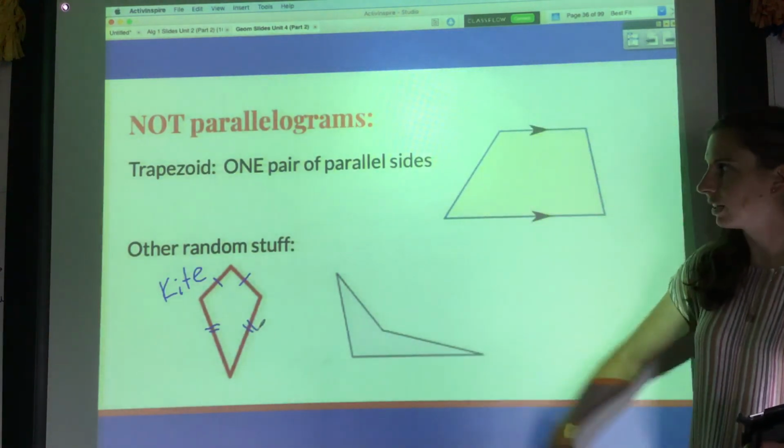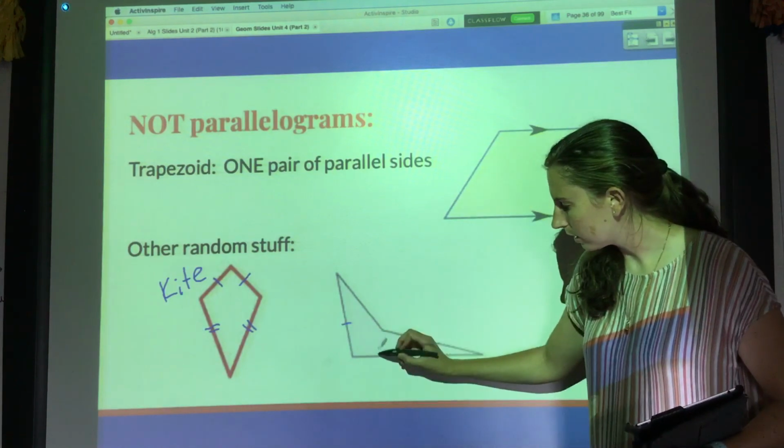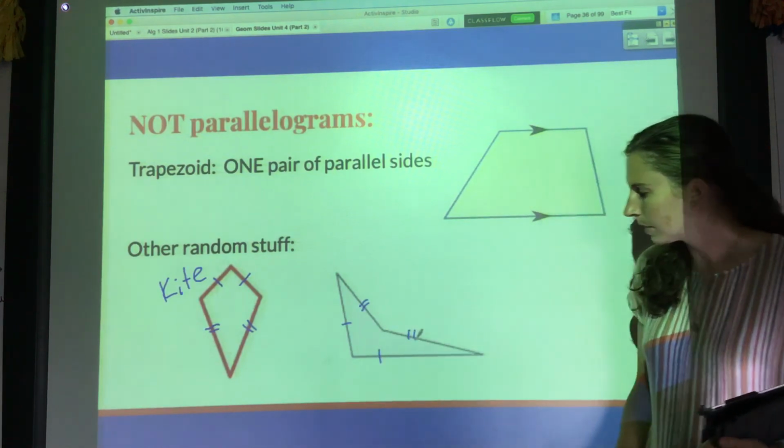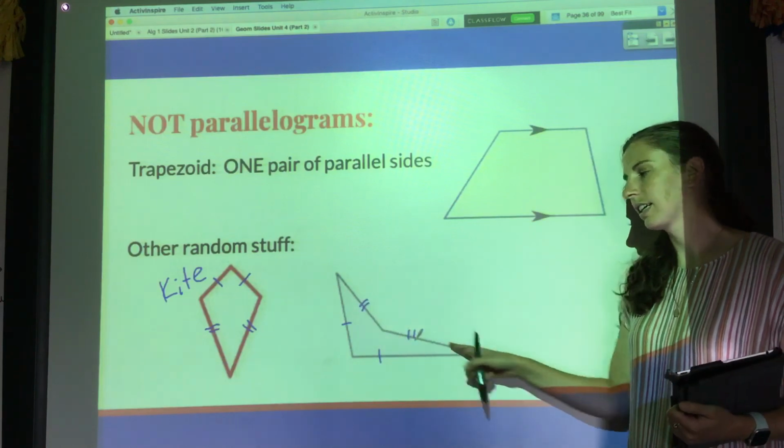And this is just a random, I guess technically this is a kite actually, because those are the same and these are the same. This is called concave because it caves in on itself.